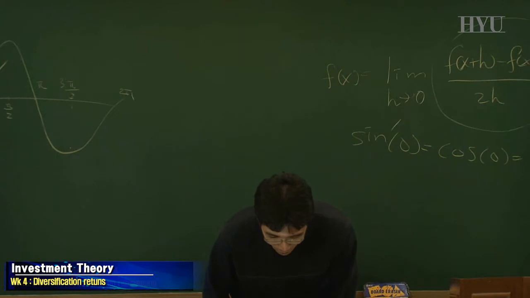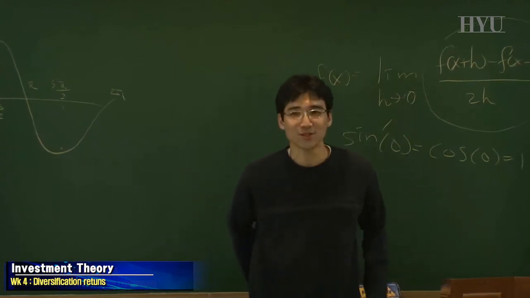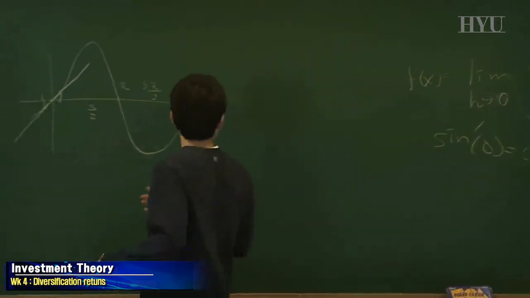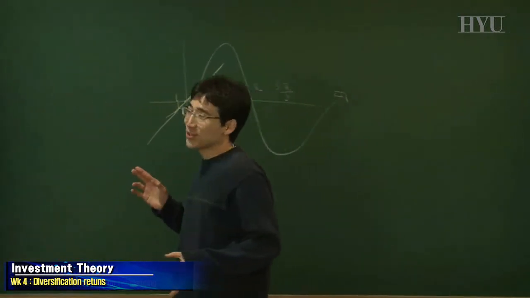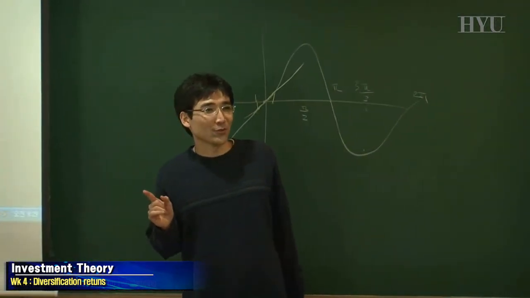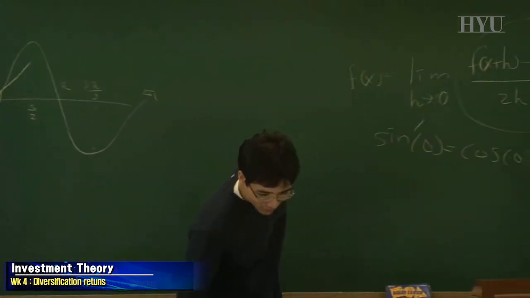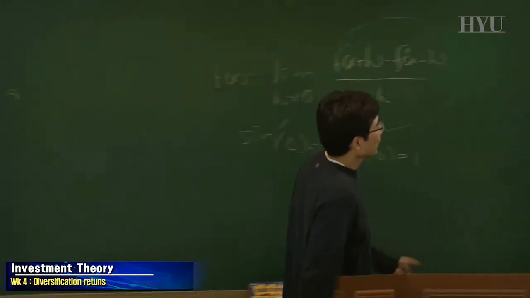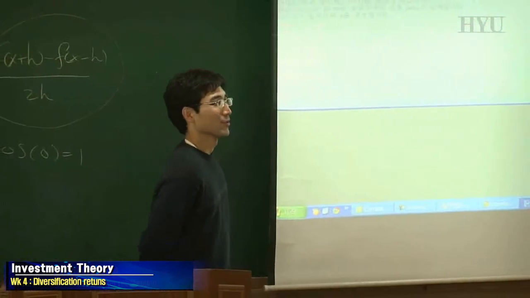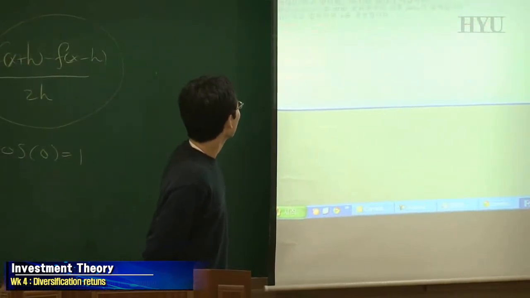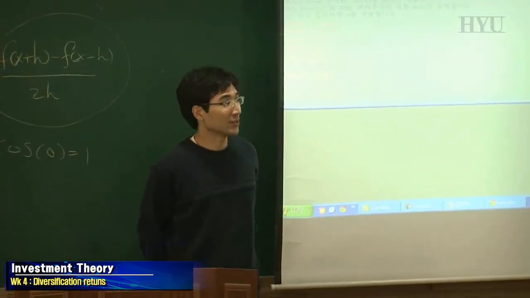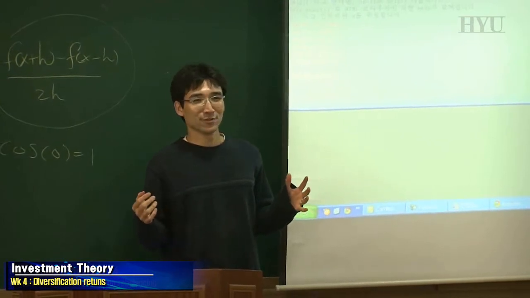But we know that if we make h smaller and smaller, then the differentiated value should approach 1. So let me try. Right now, this value is closer to 1 than the previous one, right? So easy, right? Very easy.